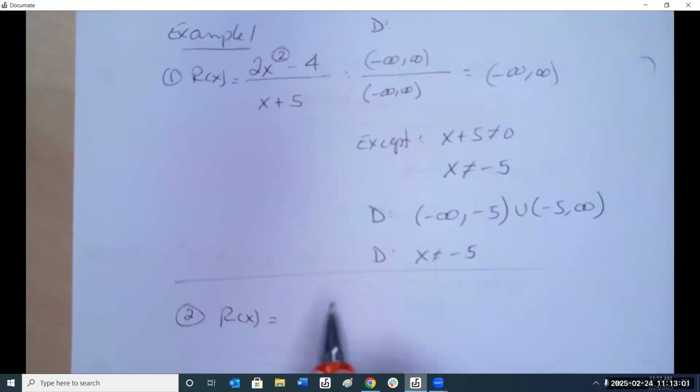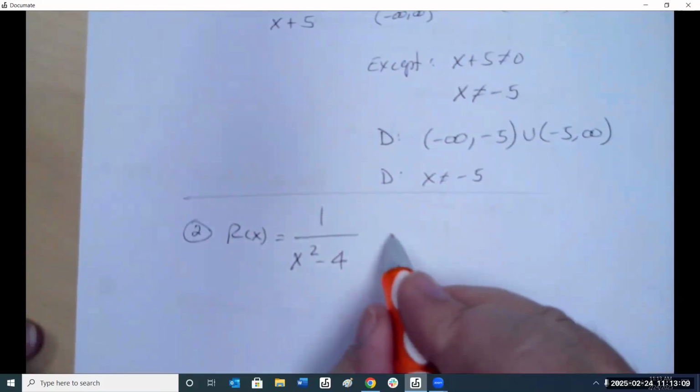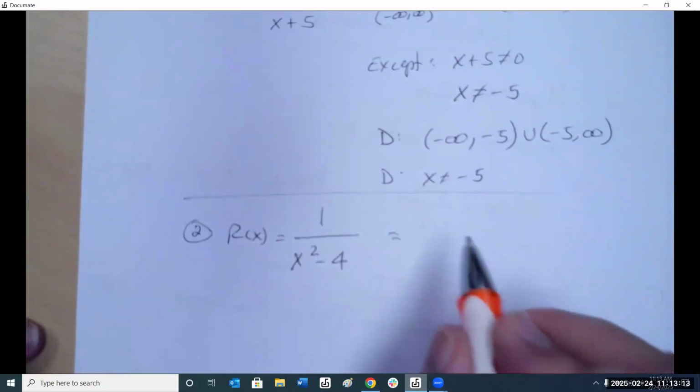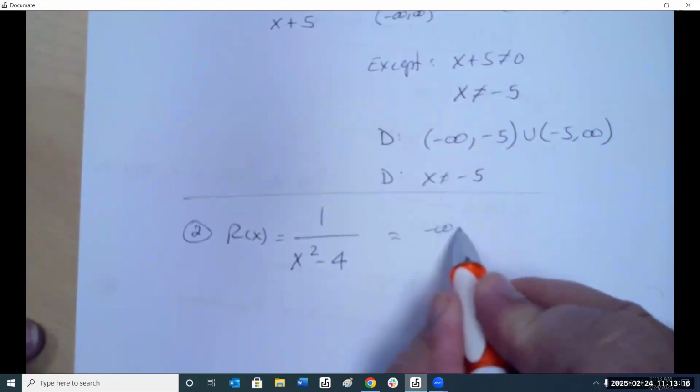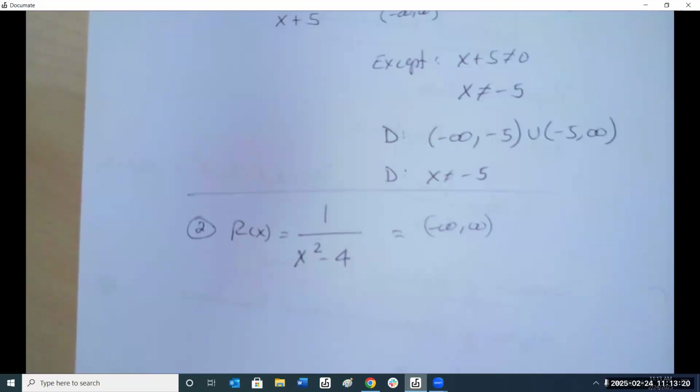Our rational function is 1 over x squared minus 4. What is its domain? So what's the domain of the numerator? It's 1. It's a horizontal line. So the domain is negative infinity, positive infinity.